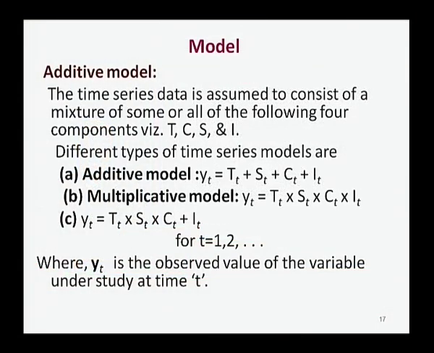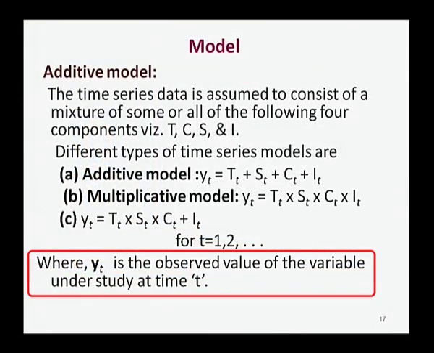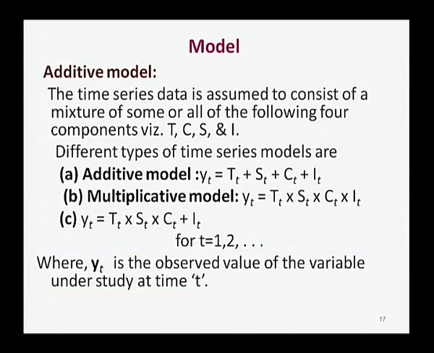So, in case of the additive model, yt is the observed value of the variable under study at time t, and this yt we assume under the additive model is equal to Tt plus St plus Ct plus It, where this T, S, C and I, as we know, denote the secular, seasonal, cyclical and irregular variations.